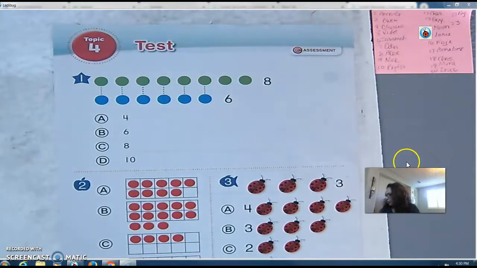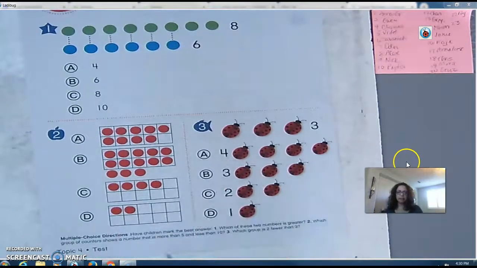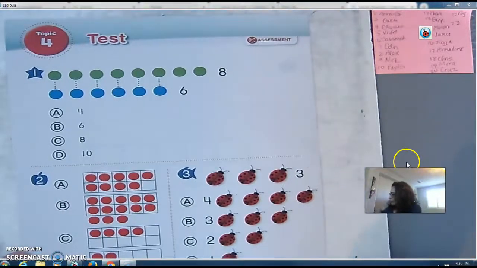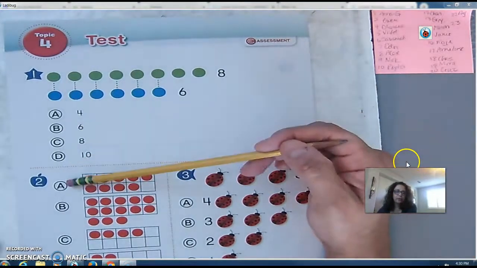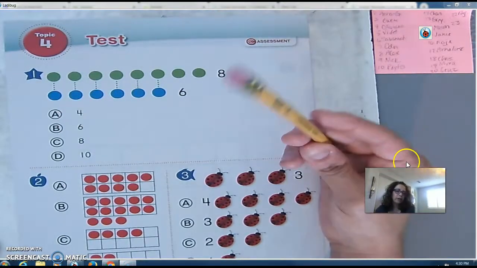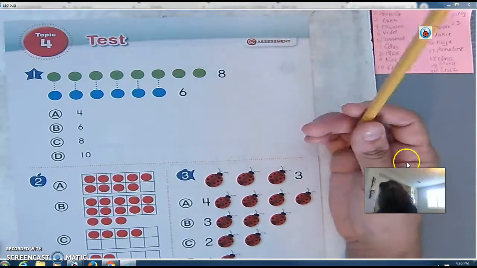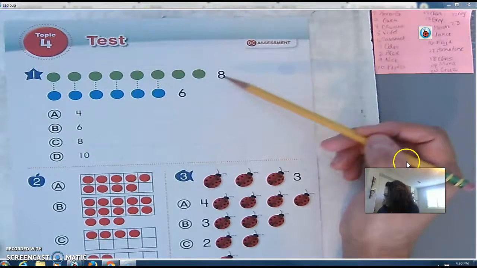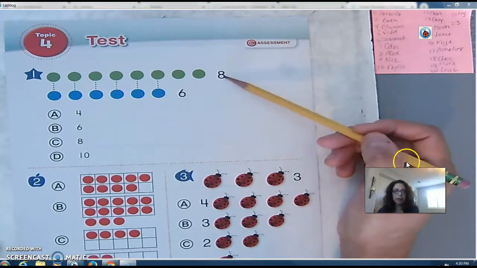And number 1, I'm going to read the instructions down here at the bottom. And let's go ahead and begin. So remember, when you choose an answer, to bubble in nice and neat and only choose one answer. Okay, but let's listen to the question first. The question is, which one of these is greater?